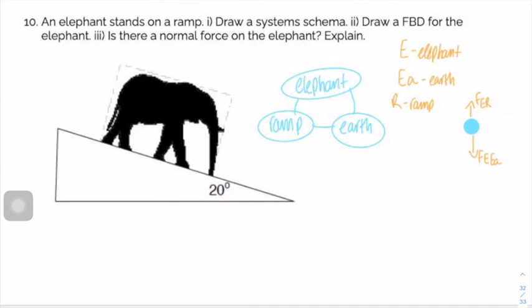Yay, labels are good. Direction is wrong. Direction needs to go perpendicular, which is going to be that way. Did not answer number 3.